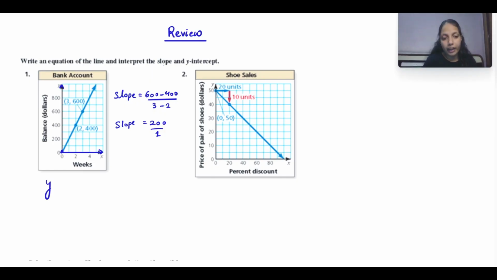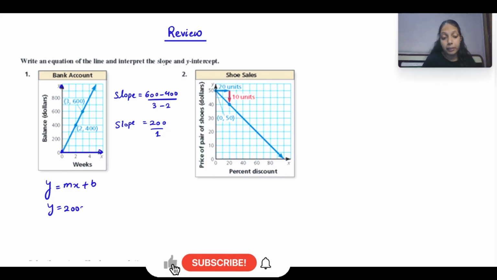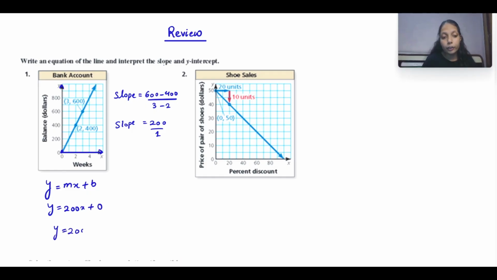So I will write y equals mx plus b. m is the slope and b is the y-intercept, which is 0. So equation is y equals 200x. That's it. Let's do the second one.